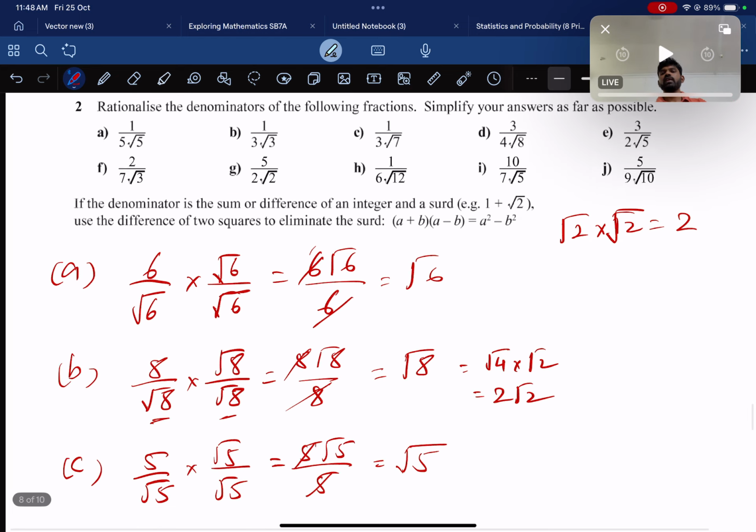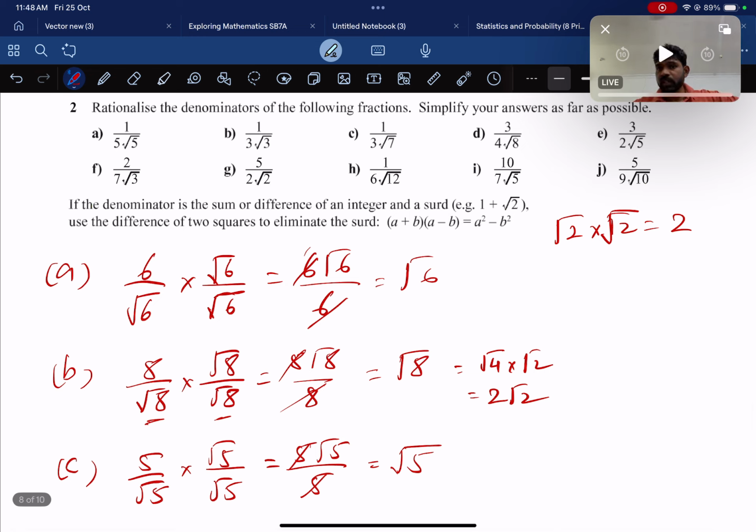Remember that whenever we are not getting a perfect surd, we need to simplify it further. For example, this one, right? Root of 8, which was our answer, but we know that it can be simplified further as root of 4 times root of 2. So that's why we wrote it as 2 root of 2.